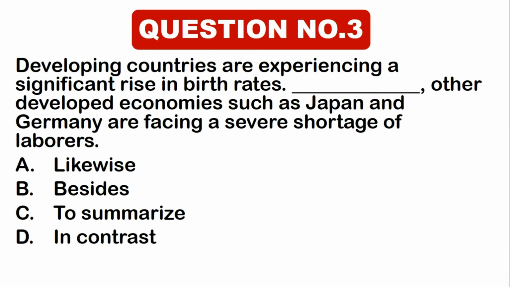Question number 3. Developing countries are experiencing a significant rise in birth rates. Blank. Other developed economies such as Japan and Germany are facing a severe shortage of laborers. A, likewise. B, besides. C, to summarize. D, in contrast.